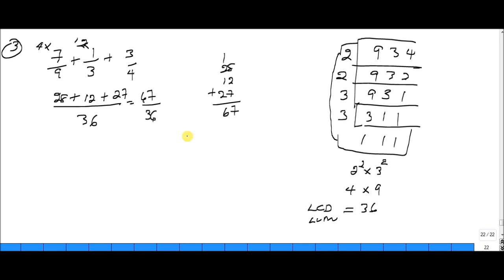36 could go into 67 one whole time with 31 remainder over 36.